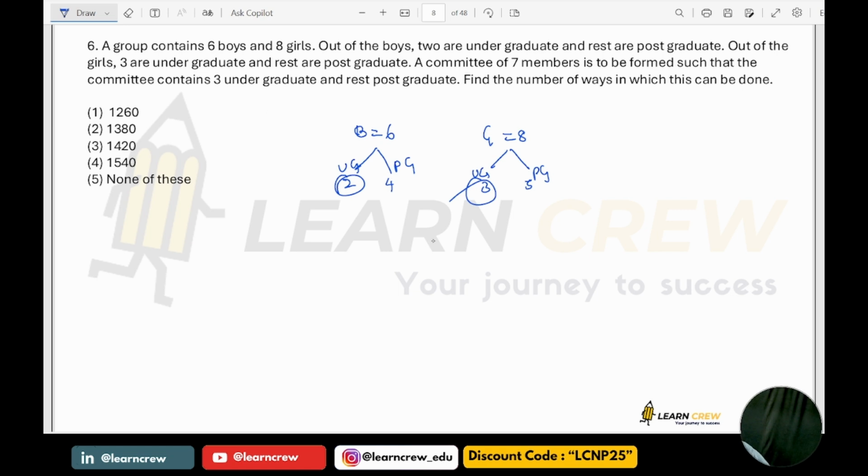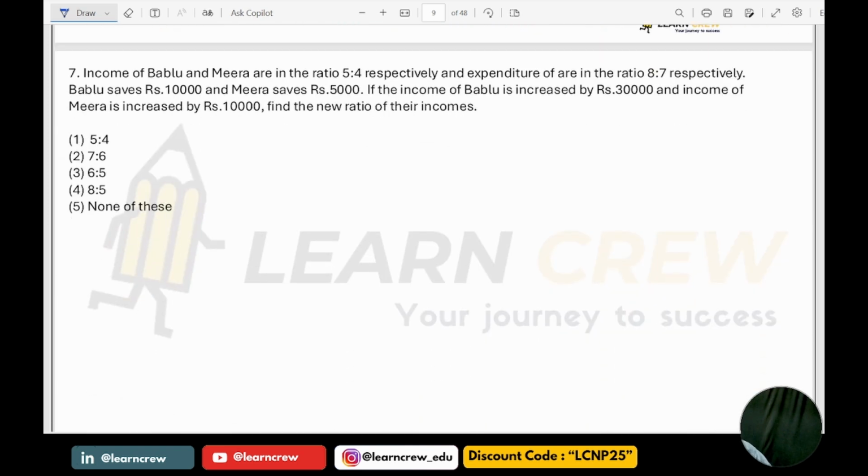Out of them, you should select 3, 5C3, and the remaining, as the committee is of 7 members, is 4. So 4 plus 5, 9. 5C3 into 9C4. 5C3 is the same as how much? 5C2, which is 10. 9C4 is 126. So the answer is 1260. Next, question number 7.